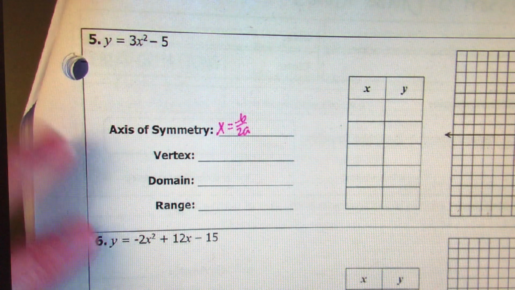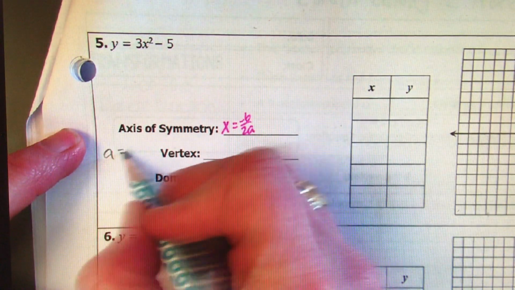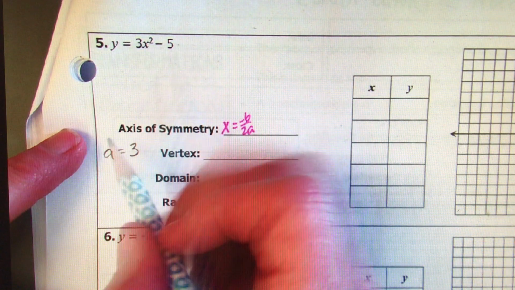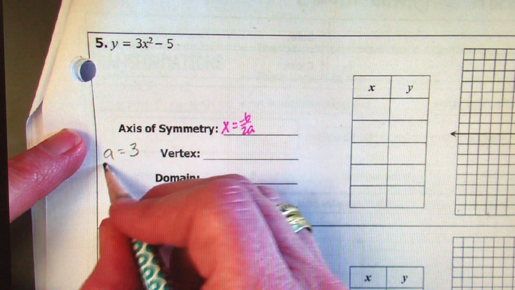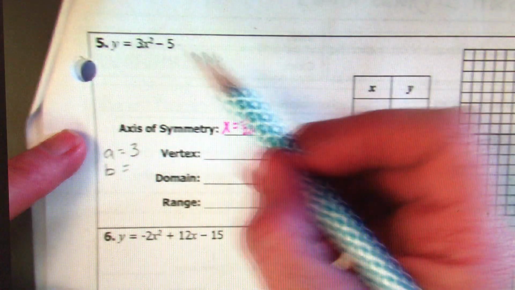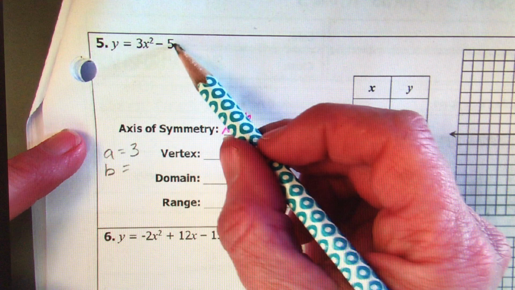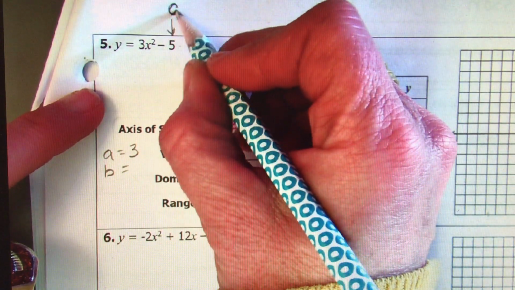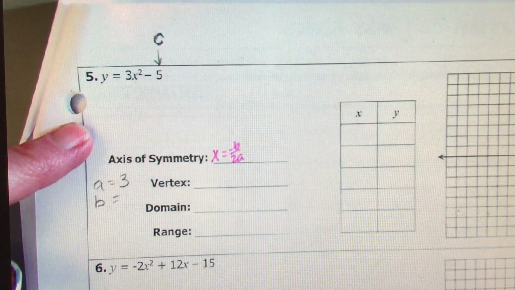Okay. Over here, I'm going to write my values. So a is what? Looks like 3. B is what? Negative 5. Or is it? This is tricky. Well, this doesn't have a variable in it. Isn't this a constant? Actually, that is C. So you have to be careful of that.